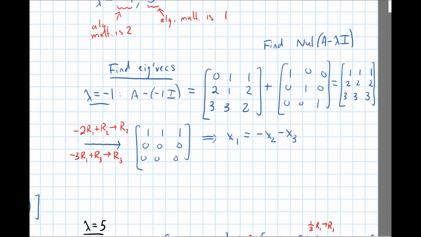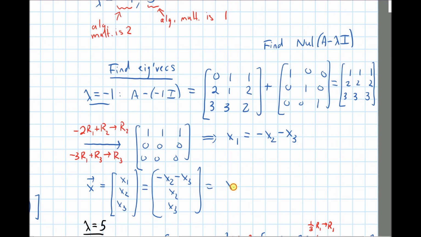Okay, so at this point, let's write down what the solution vector x would look like. There's three entries, x1, x2, and x3. This pivot variable, x1, is negative x2 minus x3. x2 and x3 are free, so we leave them how they are. And then let's split this up into parametric vector form. This will be x2 times the vector negative 1, 1, 0, plus x3 times the vector negative 1, 0, 1.